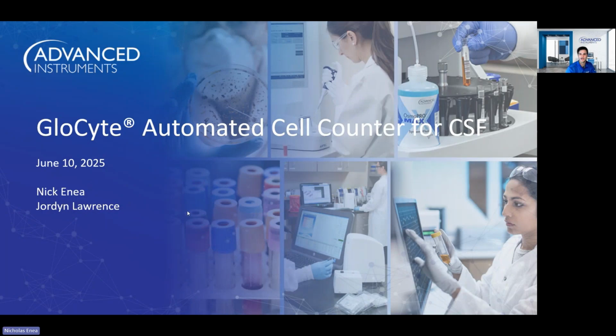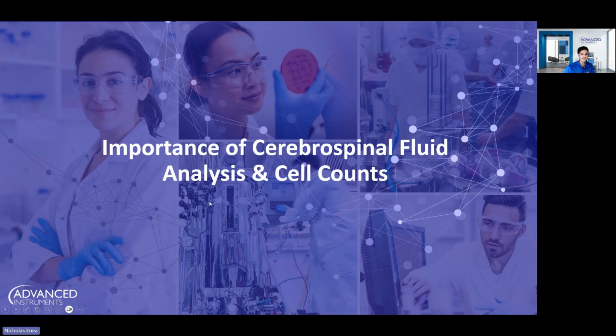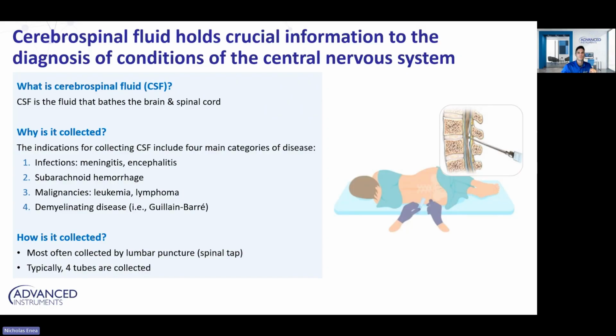So today we're going to be talking a little bit about the GloCyte automated cell counter for CSF. But before we really get started, I know a lot of us here are clinicians and have some level of CSF experience, but just to level set everyone here, I want to go over the importance of CSF in general and what it's really used for. In general, CSF is cerebral spinal fluid. It's a fluid that bathes the brain and the spinal cord.